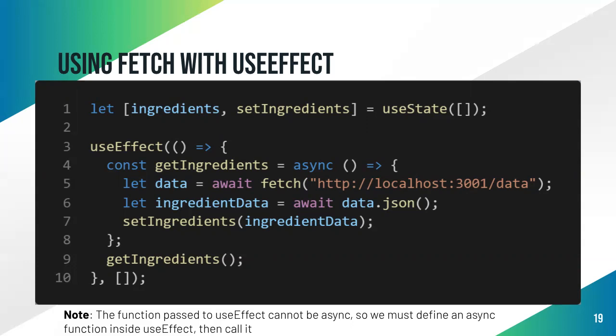And note, the function passed to use effect cannot be asynchronous. So we must define an async function inside use effect and then call it on the inside. It is tempting to want to put use effect async up there, but that's unfortunately not allowed. So what we have to do is define our function get ingredients, make that an asynchronous function inside of our use effect, and then we call that on line 9 through get ingredients.